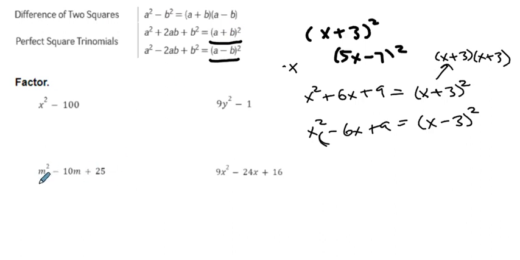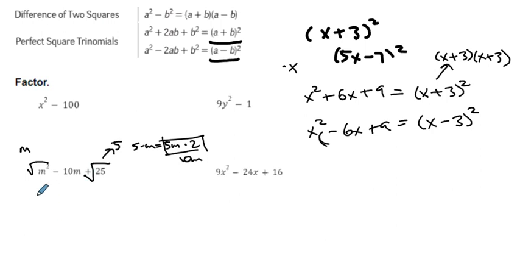Let's take a look at this first one here. We've got m squared minus 10m plus 25. I would look at this and say, I wonder if this is a perfect square trinomial. Let's take the square root of m squared. That gives me m, so that's a perfect square. And the square root of 25 is 5. So far so good. Now let's multiply those two together: 5 times m gives you 5m. Now we're going to double it. 5m times 2 gives me 10m. And look at that, it's 10m.